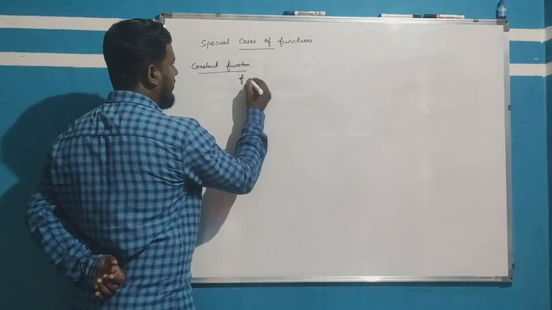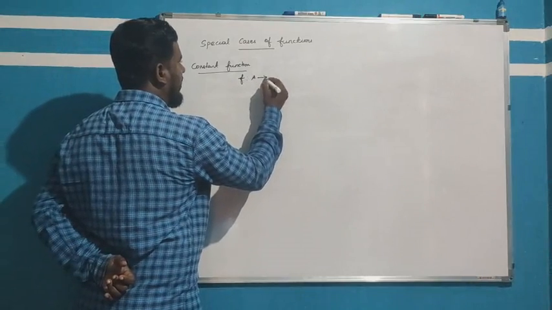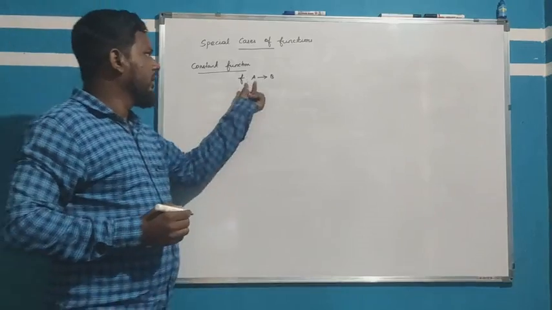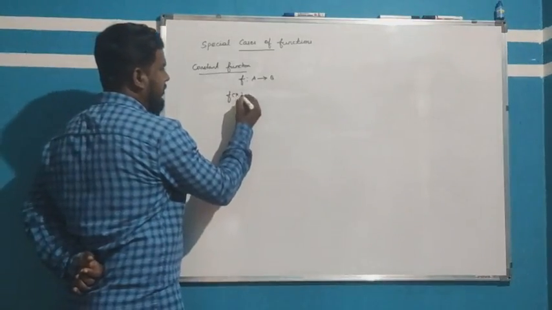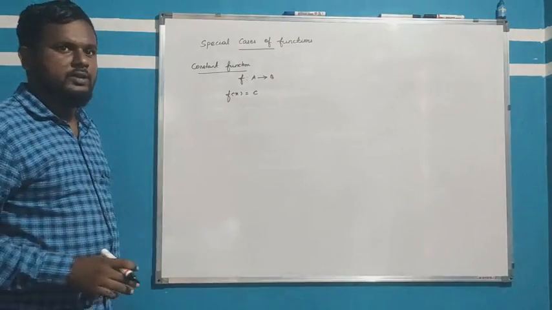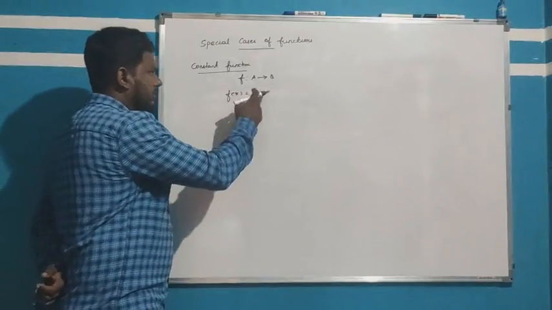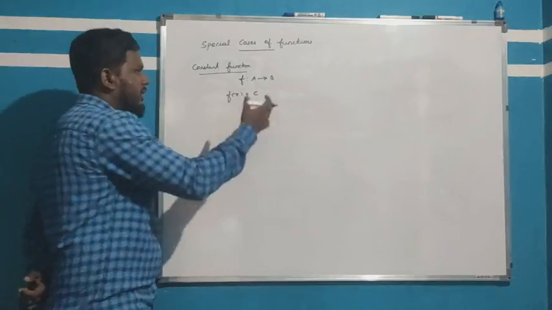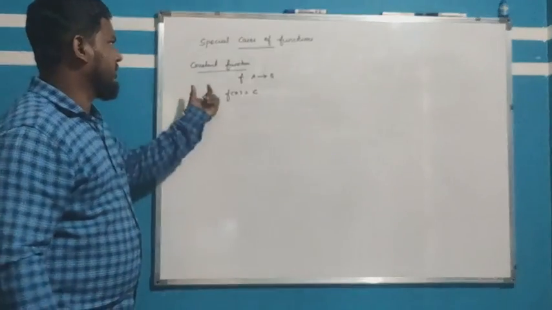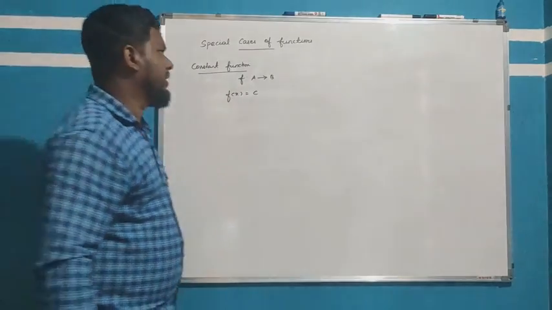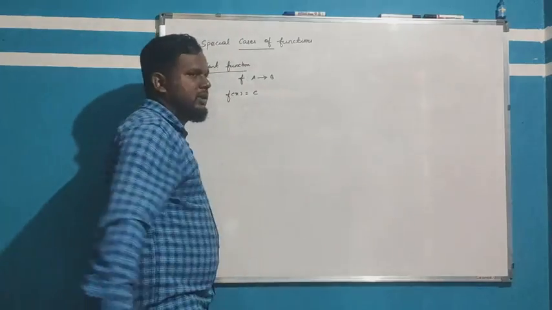Here the function is f from A to B. So what does that mean? f of x equal to c, constant. f of x equal to c means every preimage has the same image. Constant function means every preimage has the same image. So f of x equal to c, constant.